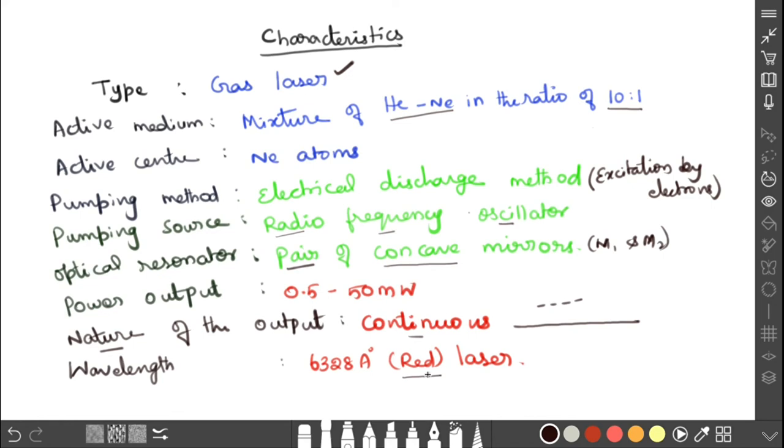So in this video, we have discussed what is helium neon laser: introduction, construction, working, and then characteristics. So please go through this video. If you have any doubt regarding this, you can ask me in the comment box. Before watching this video, please watch population inversion, that is the 3-level and 4-level laser system, and all the basics of the laser for better understanding.